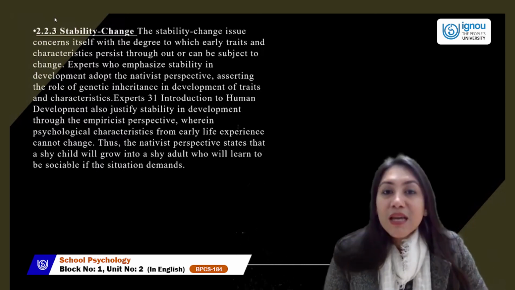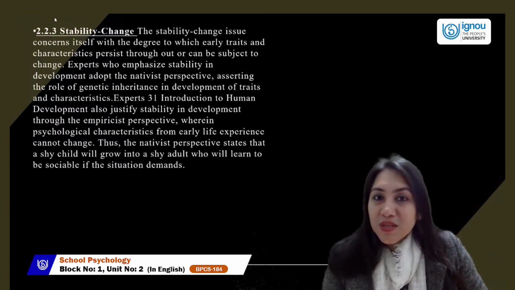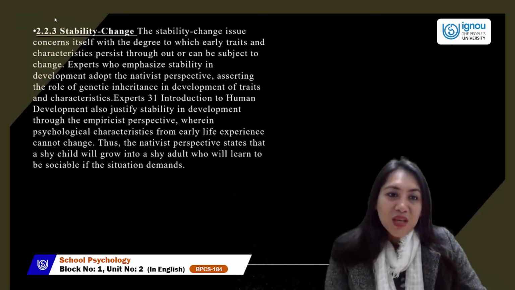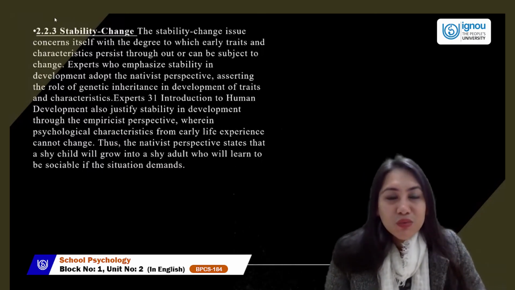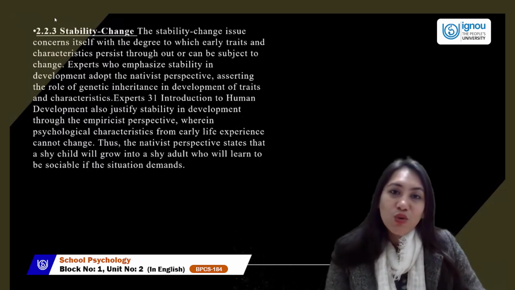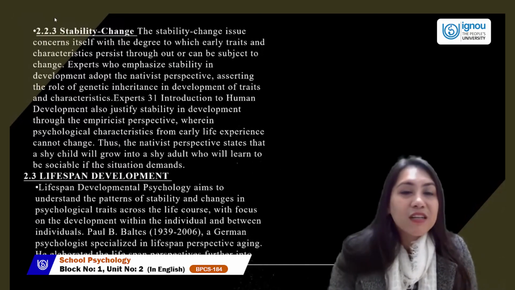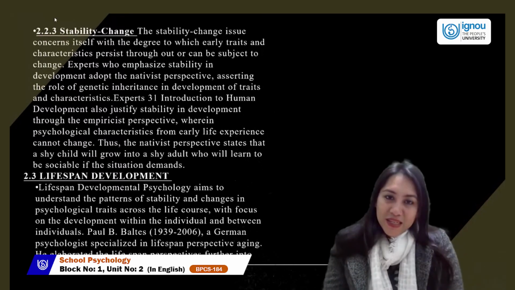We need to know, when speaking of nature and nurture, which is heredity versus environment, it's an interplay in today's world. A human cannot develop without the impact of genetic inheritance and the impact of the environment. So that completes the issues and themes. Let's move to the understanding of lifespan development.